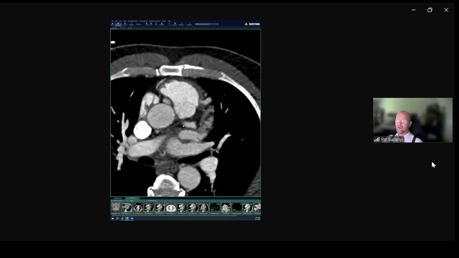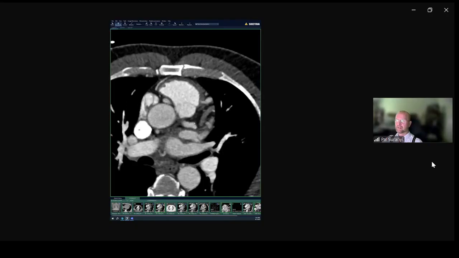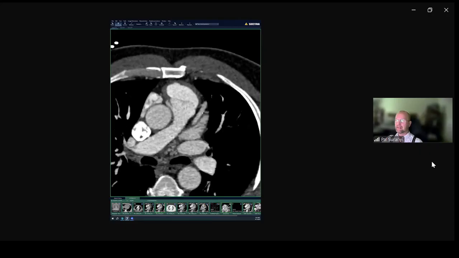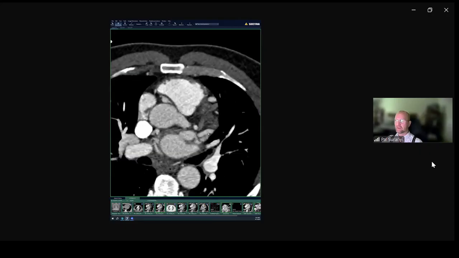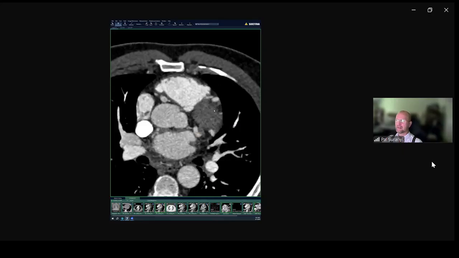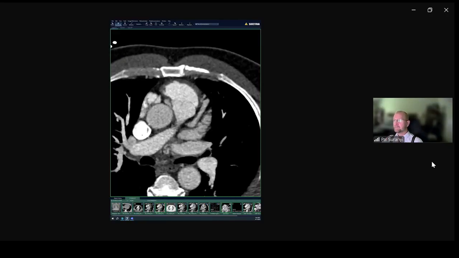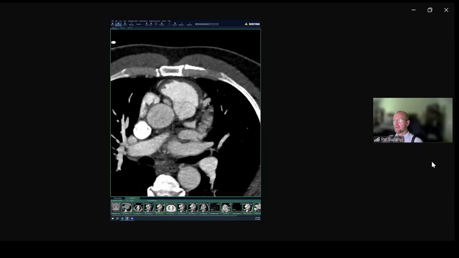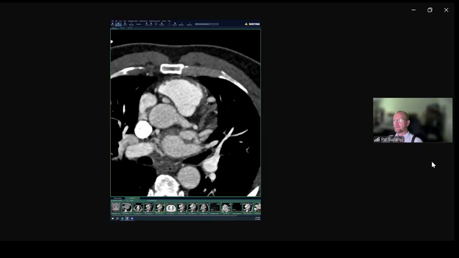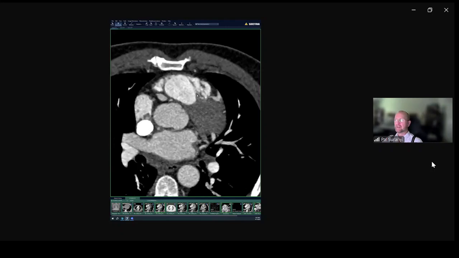The other thing to notice here is that also the left main is fairly large over here. And the LAD and the left circumflex are also fairly prominent. And maybe by measurement, they're getting close to being aneurysmal. And we also see that some of these branches might be trying to communicate with the ventricular chamber.